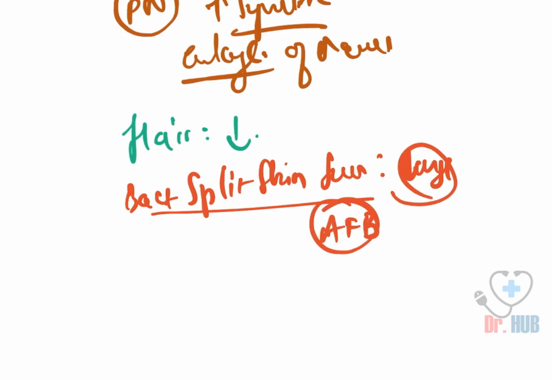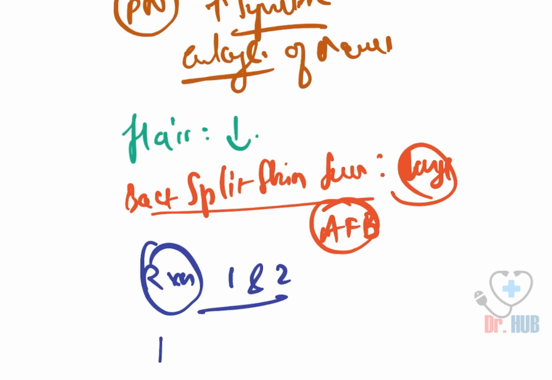In the bacterial split skin smear, there is a large amount of AFB. Then we look at the lepromin reaction. We need to know that there are two types, type 1 and type 2. Then the lepromin activity: when we talk about the activity, it is negative.